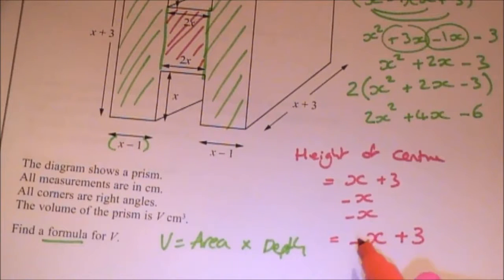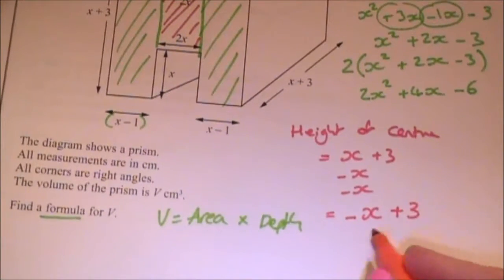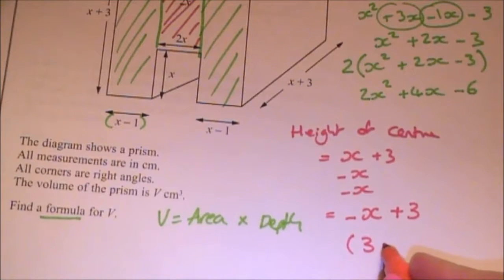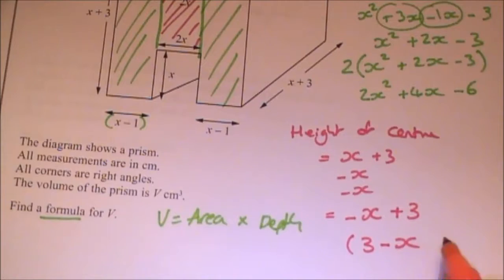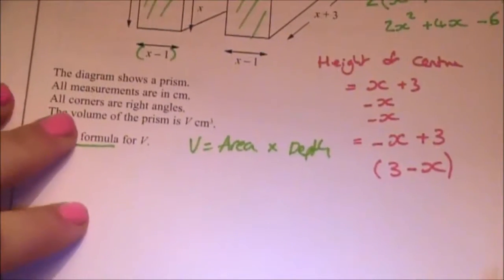Now, it's not very convenient having a negative floating around at the front of an expression. So as long as the 3 is positive and the x is negative, I think it's friendlier to write that as 3 minus x, because the 3 is still positive and the x is still negative. Now, the fact that I found the height of that rectangle means I can now go ahead and find the area of the shorter rectangle.